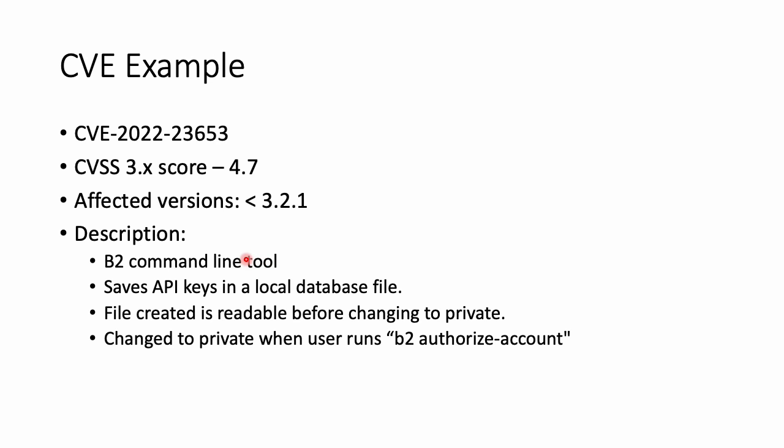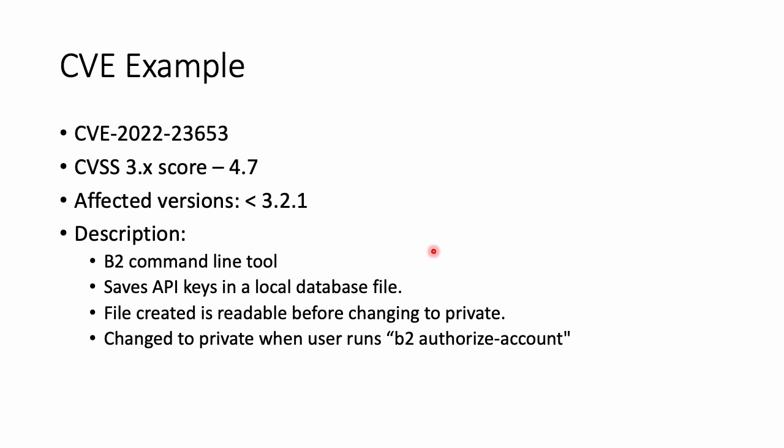The Linux and the Mac releases of this command line tool for versions below 3.2.1 were affected, and these versions can be exploited by attackers through this race condition attack. So the vulnerability was that this command line tool saves the API keys, whenever the user enters the API keys, in a local database file. This happens regardless of whether a valid key is entered or not.